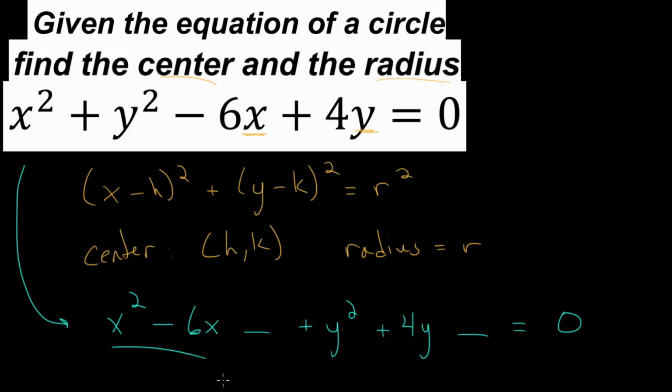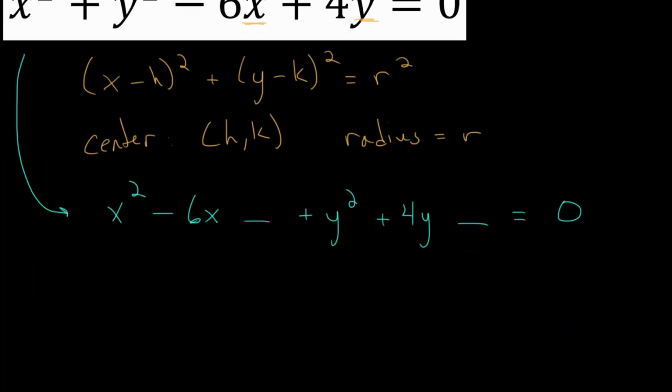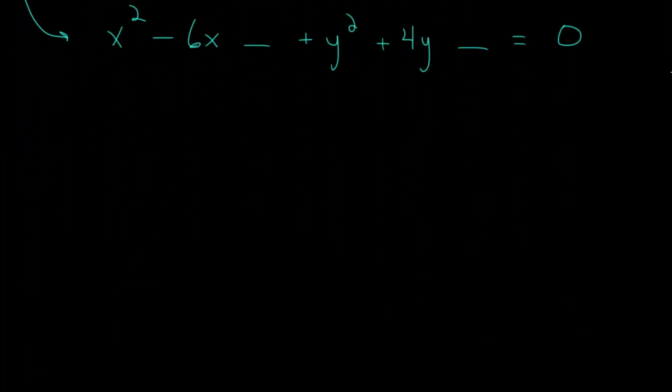We have these quadratics, but we can rewrite these quadratics in x and y as perfect squares by adding particular constants to each of those. And we'll add those constants to both sides, and from there we will get our radius. So when completing the square, let's make a little bit of room here, and we can work through that.